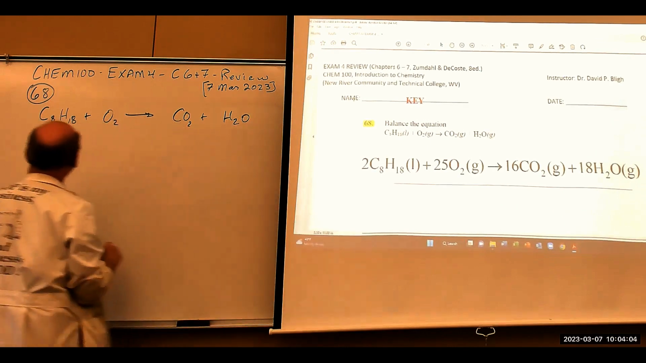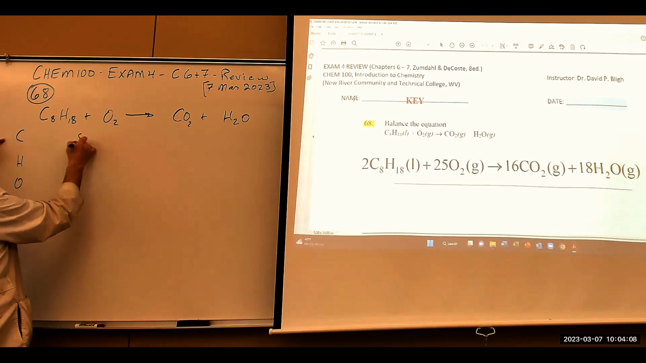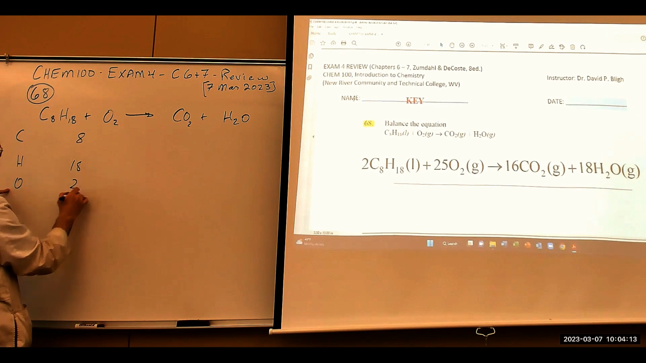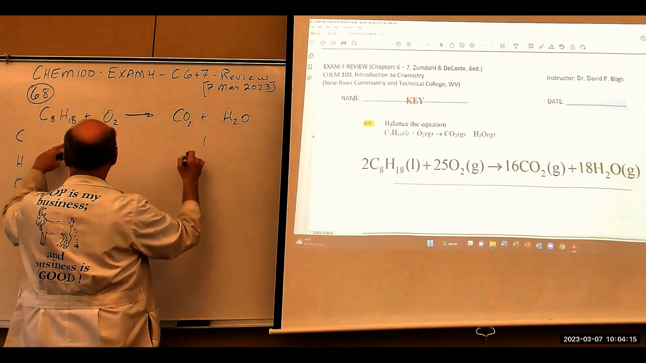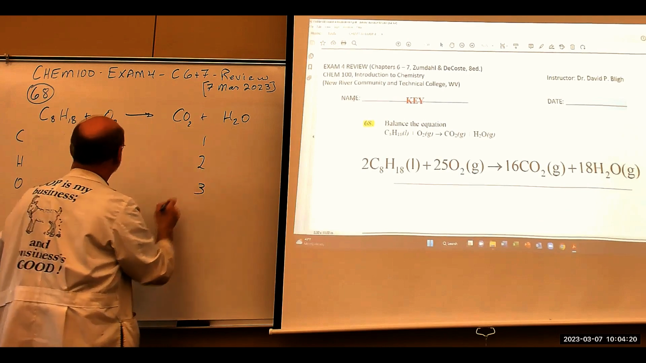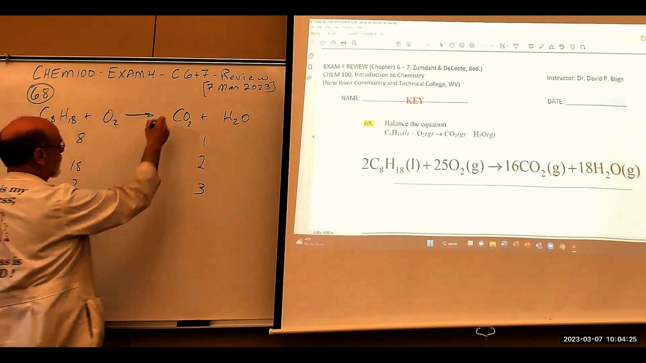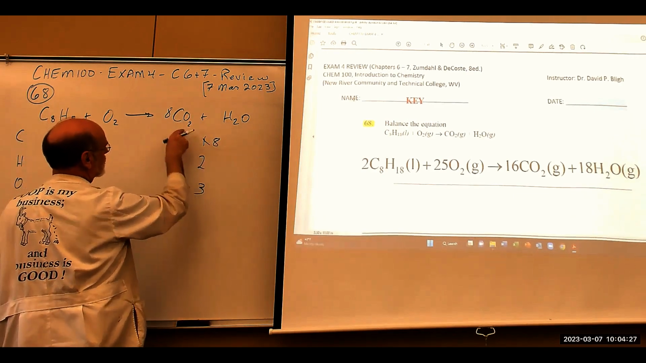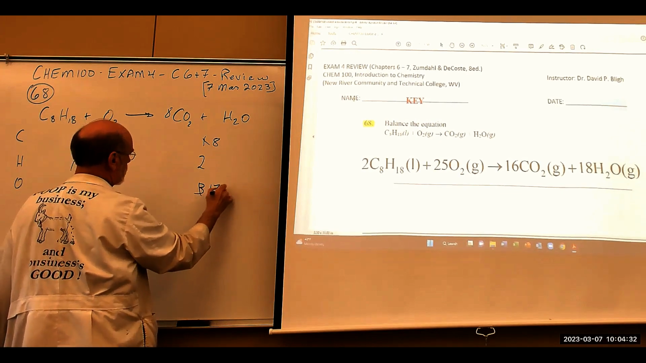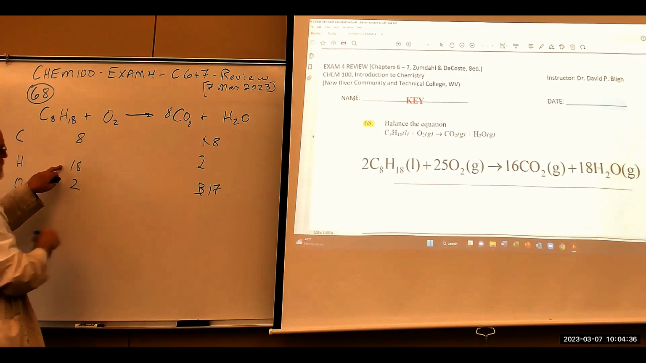Okay. Now, we've got carbon, hydrogen, oxygen. We got 8 carbons, 18 hydrogens, and 2 oxygens. We got 1 carbon, 2 hydrogens, and 3 oxygens. We're going to hold that oxygen out till last. So let's just start with carbon. 8, 8. So that makes 16 plus 1 is 17 oxygens. Correct? And we've got 18 hydrogens.